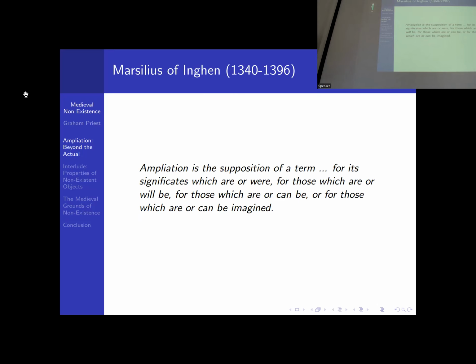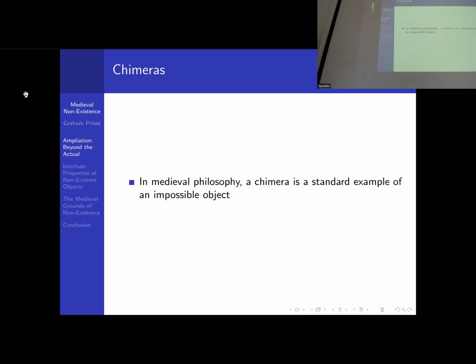"Ampliation is the supposition of a term for its significates, for those which are or were, for those which are or will be, for those which are or can be, or for those which are or can be imagined." Note the extra clause. So, what kinds of things can be imagined? Obviously, you can imagine lots of things which don't exist, but can you imagine impossibilia?